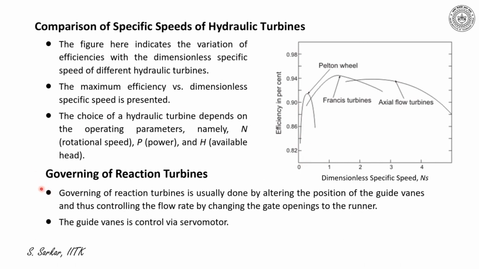Furthermore, regarding the governing of a reaction turbine, it's usually controlled by altering the position of guide vanes, and the guide vane also is controlled through a servo mechanism as before, or similar to a Francis turbine. Thus, the flow rate is controlled by altering the position of guide vane at part load.